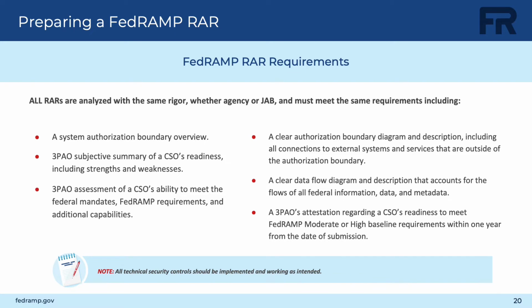The 3PAOs should directly and clearly answer RAR requirements and questions, stating what they found during the review and how they came about determining if a CSP adequately addresses the question area. The how is very important and should briefly describe the specific method of testing the 3PAO performed to draw conclusions about a CSP's CSO, security state, and control implementations.